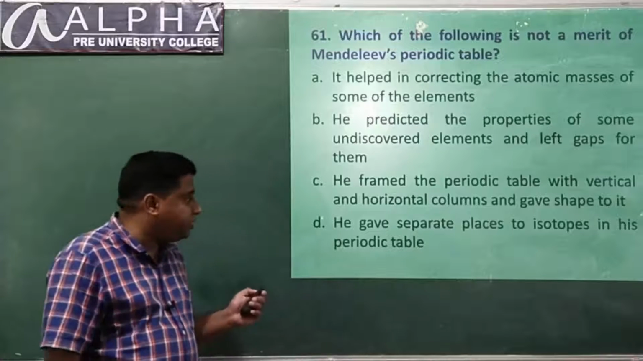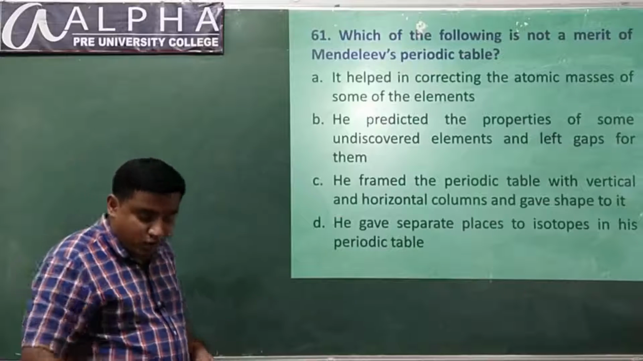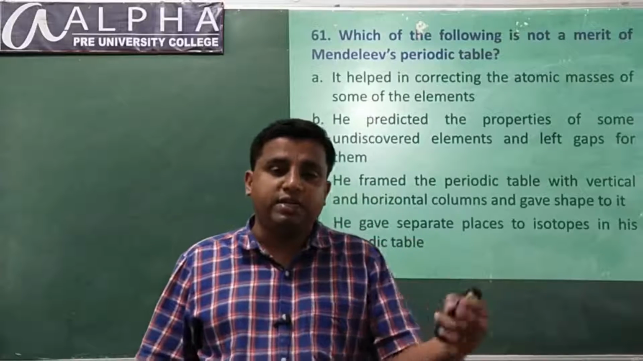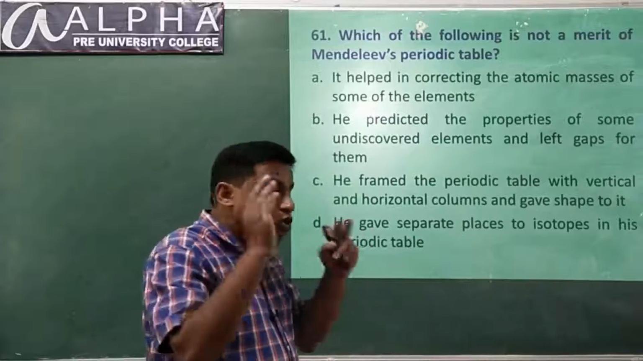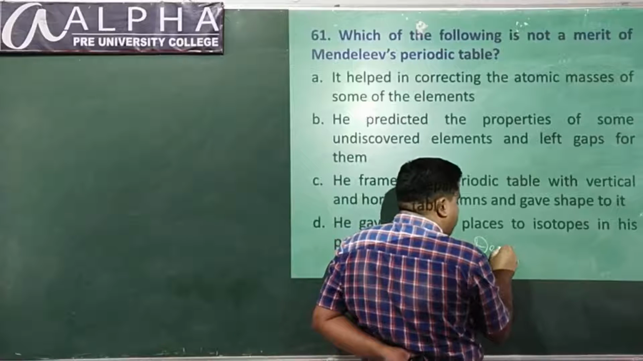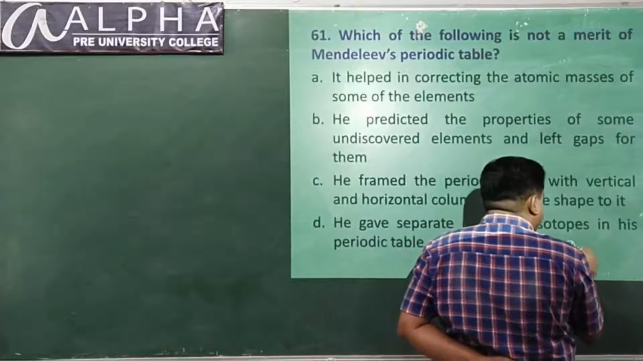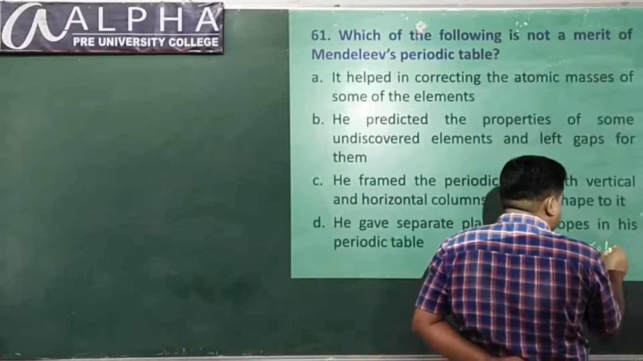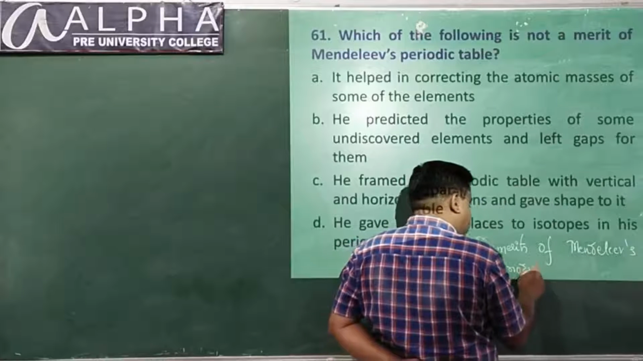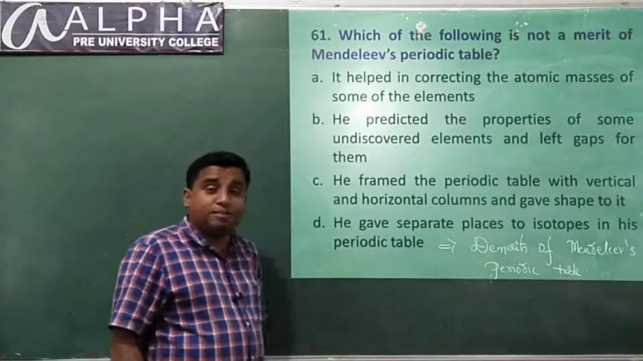Look at the last option. He gave separate places to isotopes in his periodic table. If you have read the merits and demerits of Mendeleev's periodic table, by looking at the option itself, you will say that option D is one of the demerits of Mendeleev's periodic table. It's one of the most famous demerits.